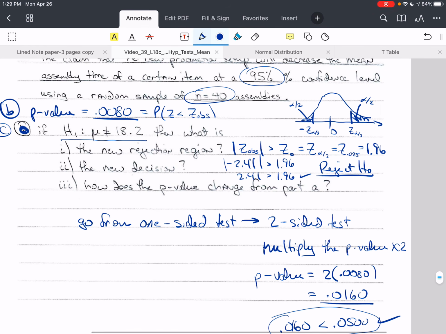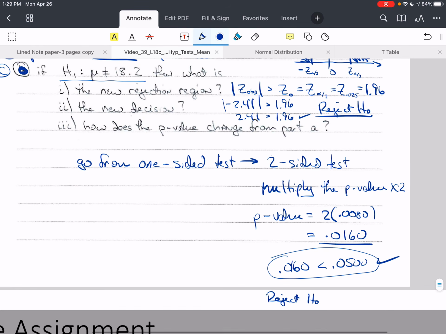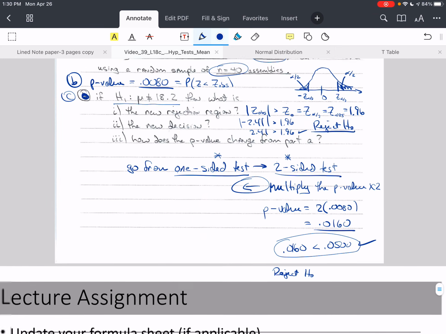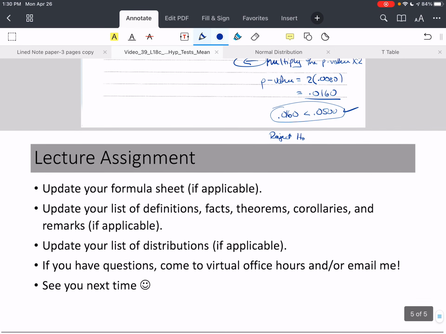So, all right. So now this is going from a one-sided to a two-sided test, we double the p-value because we have to multiply by 2. But if we're going in the other direction, then we would divide by 2. Whatever we had here, we would divide by 2 to go backwards, right? Okay, so just if that question's asked, make sure you know which way it's going.